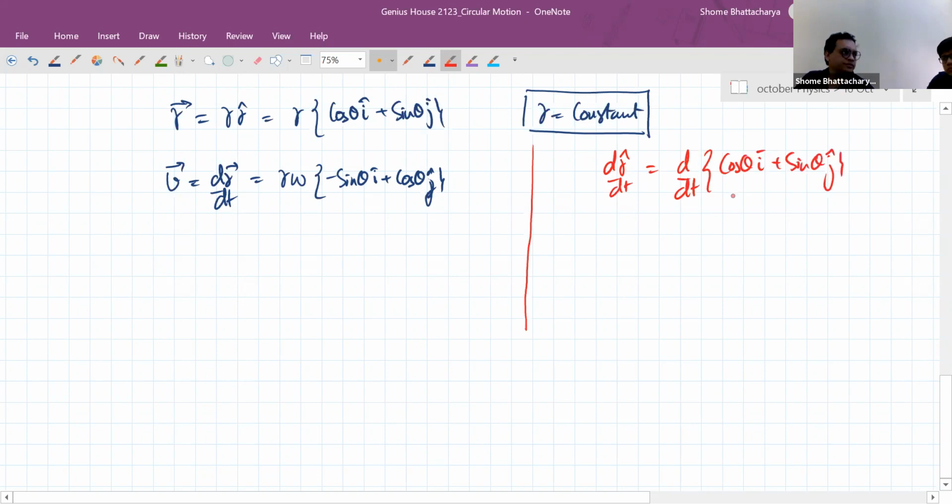So we'll use the chain rule. d by dt applies on cos theta. How will we apply it? It will become the differentiation of cos theta into d theta by dt. Sir, the derivative of cos theta is how much? Minus sin theta, and into d theta by dt, which is omega. Okay, so that is your x component.